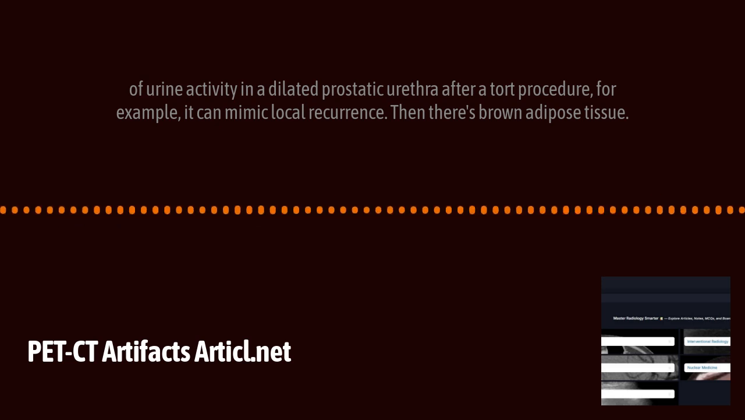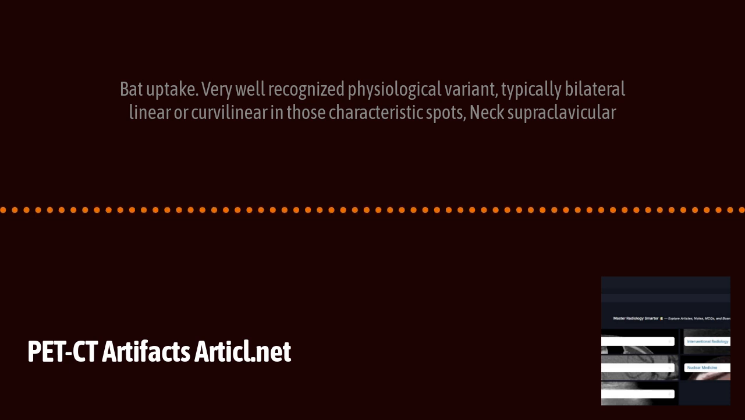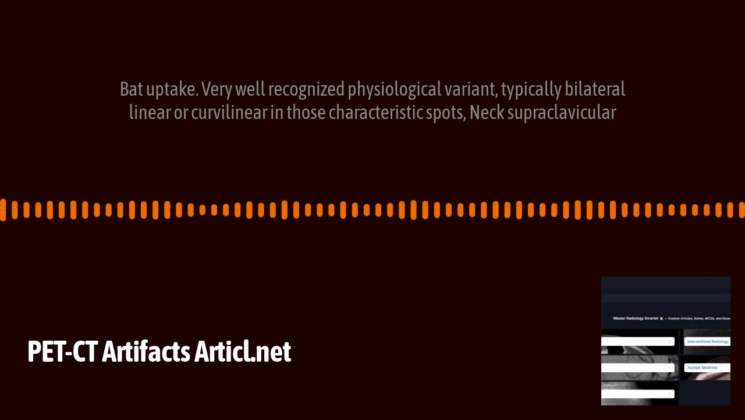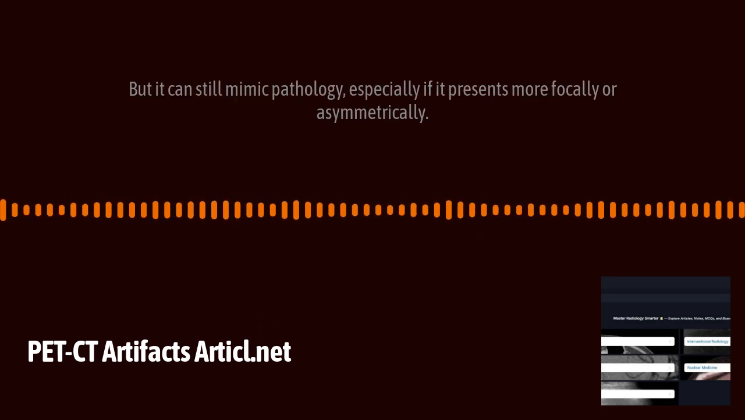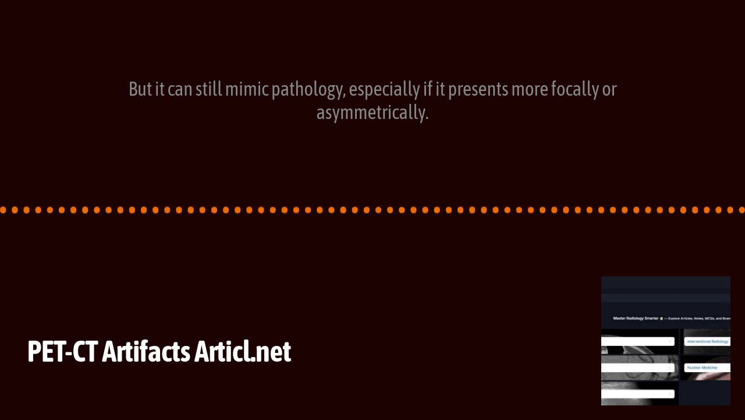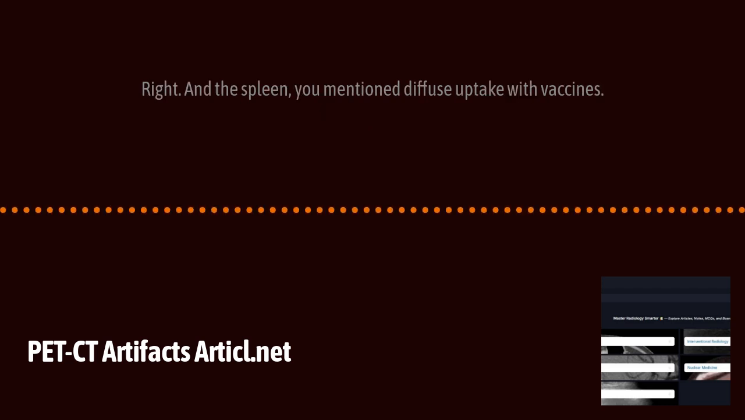Then there's brown adipose tissue. BAT uptake. Very well recognized physiological variant, typically bilateral, linear, or curvilinear in those characteristic spots. Neck, supraclavicular region, mediastinum. Usually identifiable, but it can still mimic pathology, especially if it presents more focally or asymmetrically. Right. And the spleen.